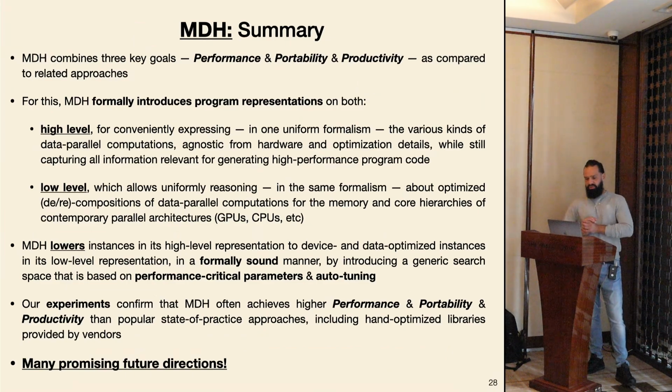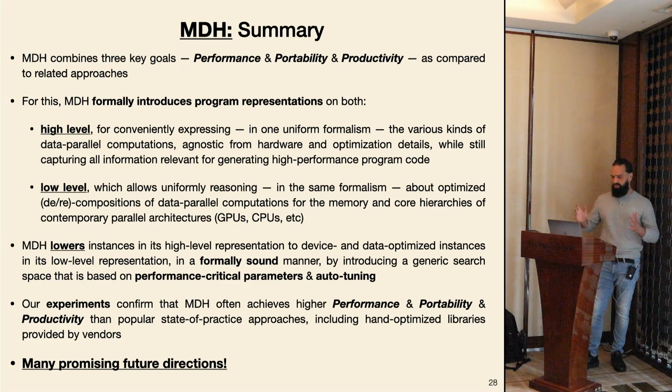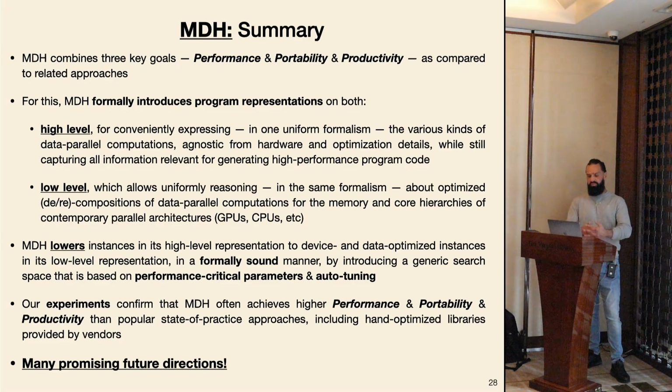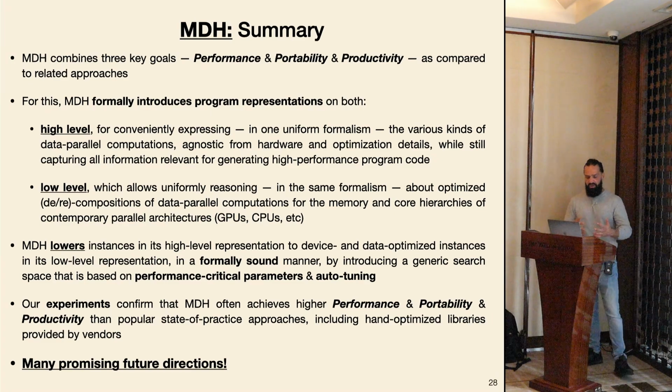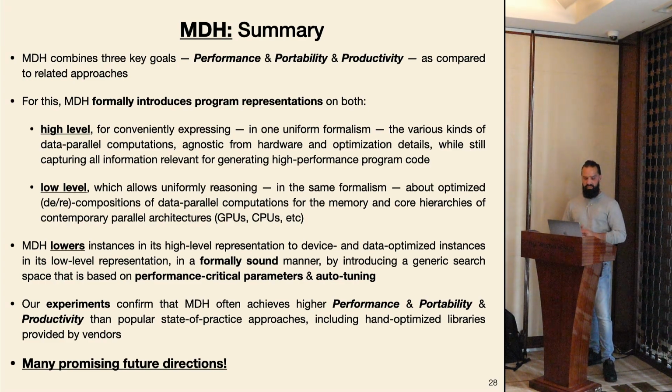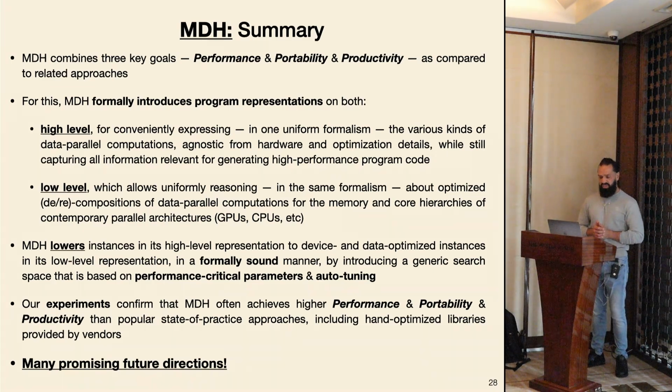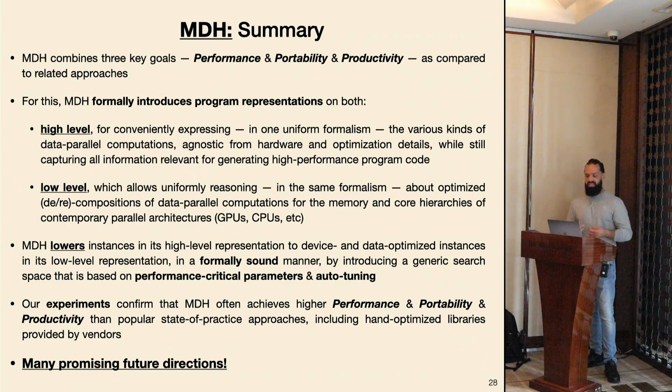And that actually brings me to the summary about MDH. So I'll make it quick. MDH's 3 key goals are to achieve performance, portability, and productivity in one combined approach. And for this, MDH formally introduces program representations on both the high level and also the low level. The goal of the high level was to express data-parallel computations uniformly, fully agnostic of optimization and hardware details, while still capturing all the information that is relevant for generating high-performing code. And in contrast to the high-level representation, the goal of the low level was to explicitly express a hardware- and data-optimized decomposition and recomposition of computations so that we can efficiently target the memory and core hierarchies of modern parallel architectures here.